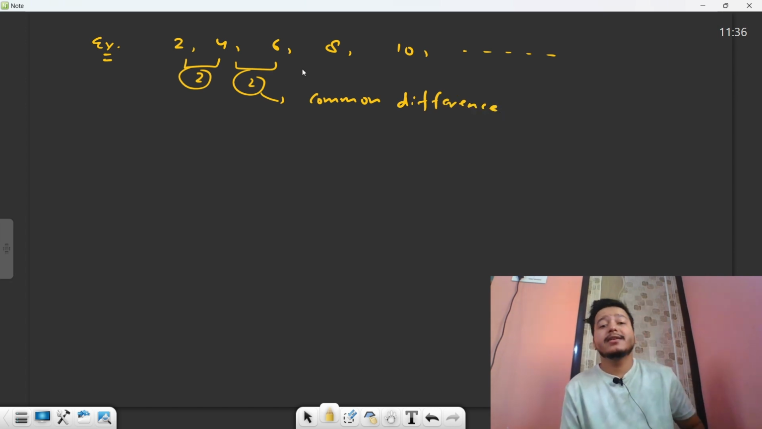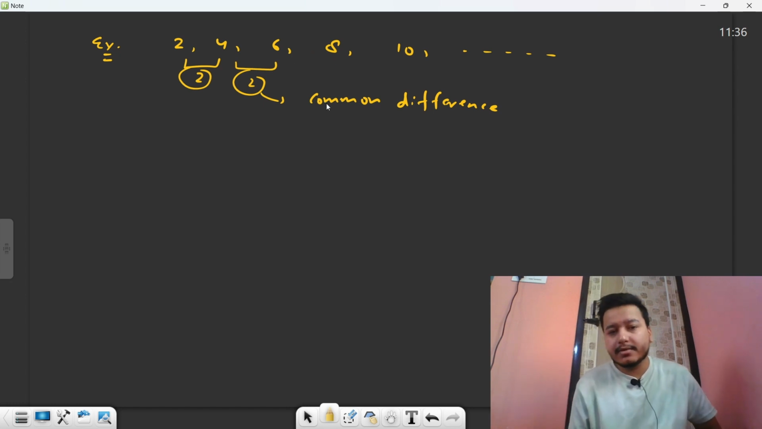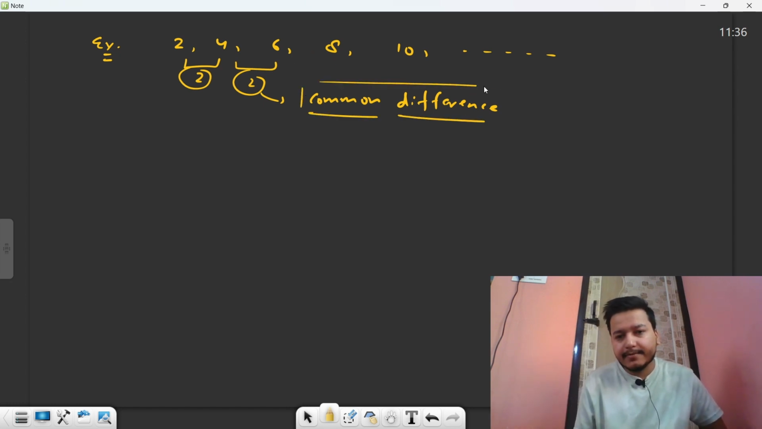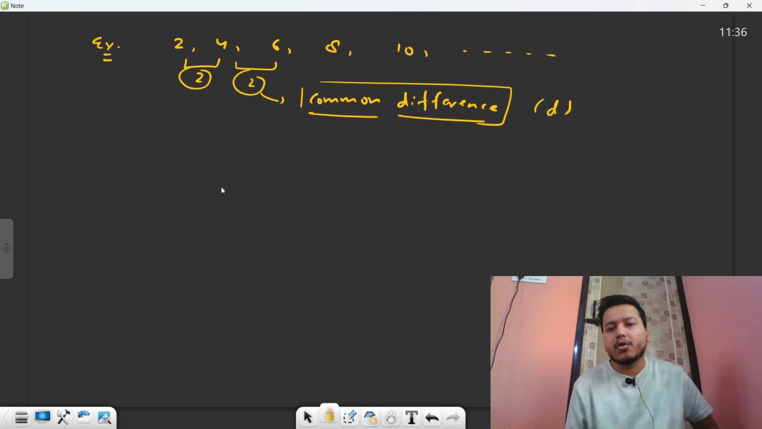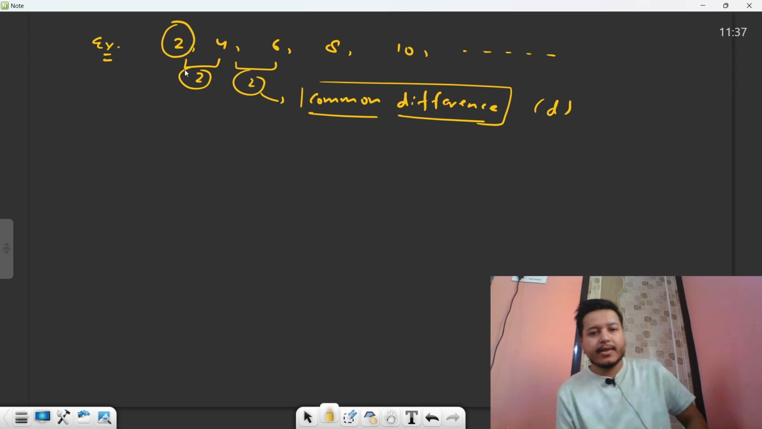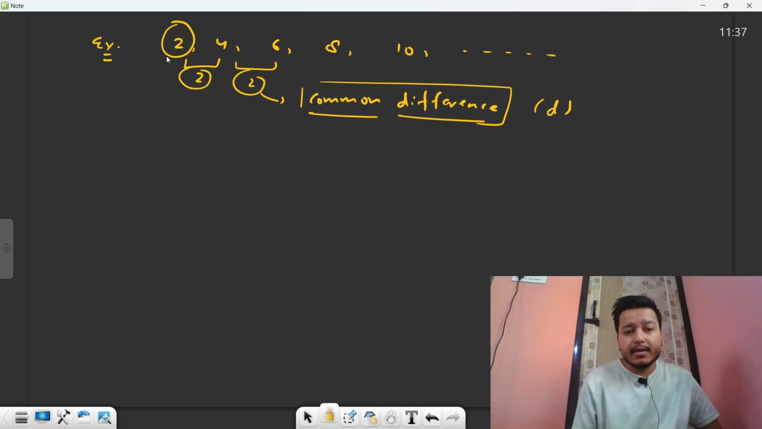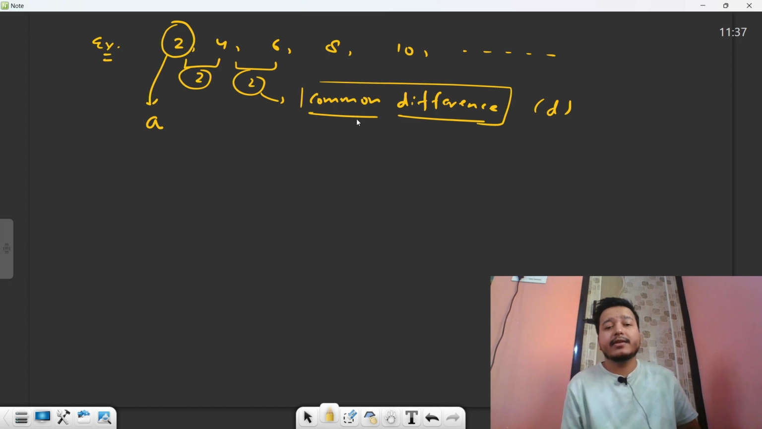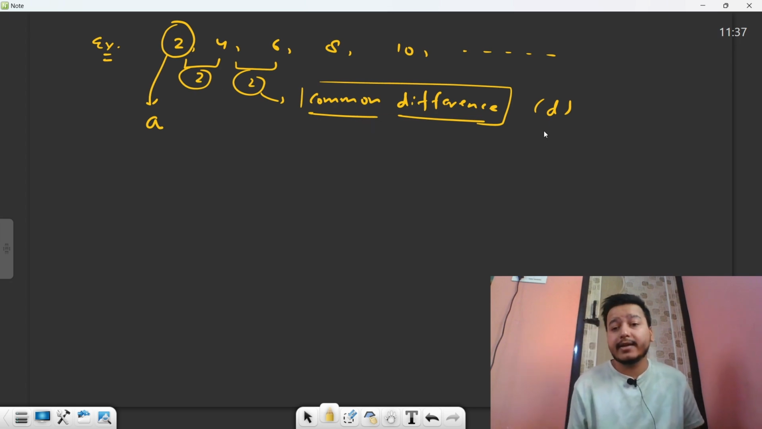The difference which is the same between every two consecutive terms is called the common difference, and it is denoted by small d. Now, these are called terms: first term, second term, third term, fourth term, fifth term. The first term of an AP is denoted by small a. Small a is the first term, and the difference between every term is the common difference, denoted by small d.